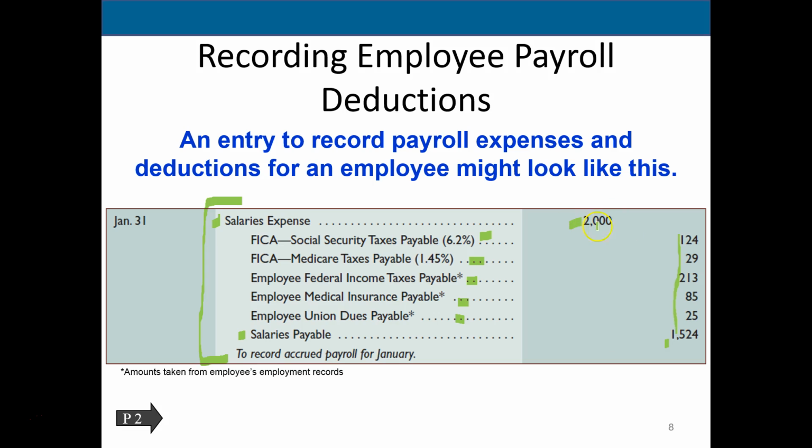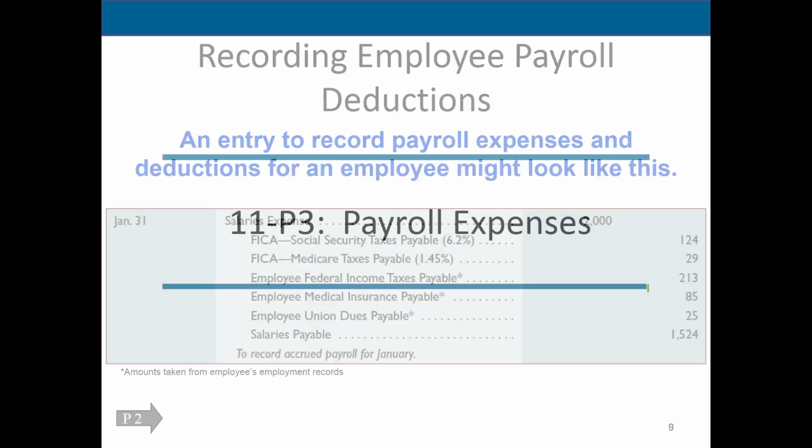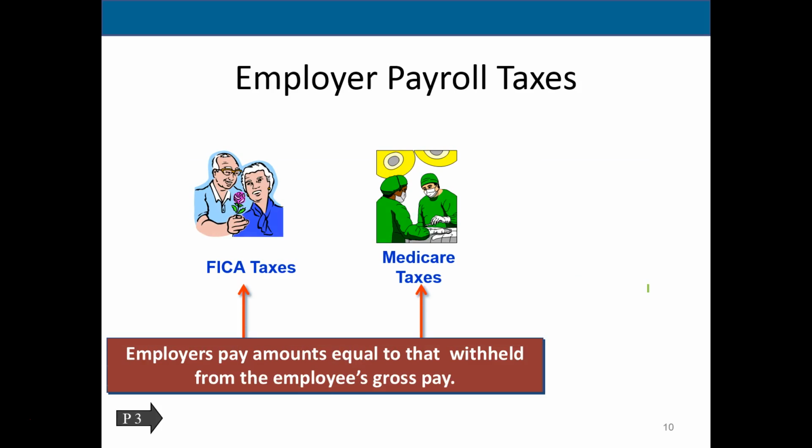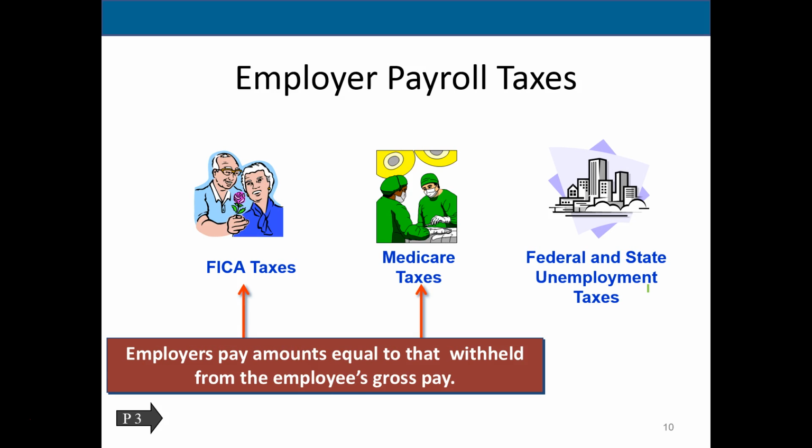So notice that, of course, the debits equal the credits. Gross pay, net pay, and all the taxes and whatnot that we withheld is the difference. Payroll expenses, payroll, employer payroll taxes. So on top of that big long journal entry we just did, we also have the employer taxes. So once again, the employer pays income tax, but they pay income tax on their net income.